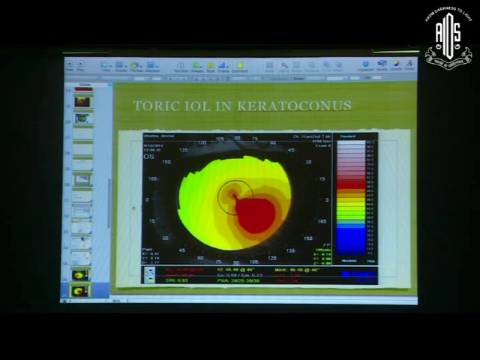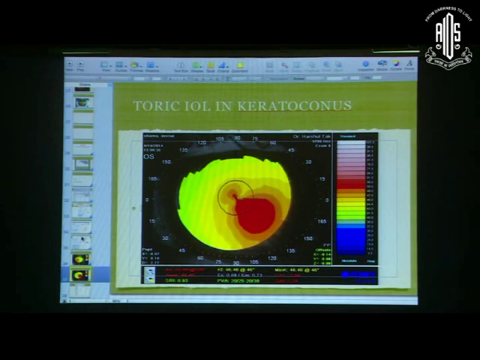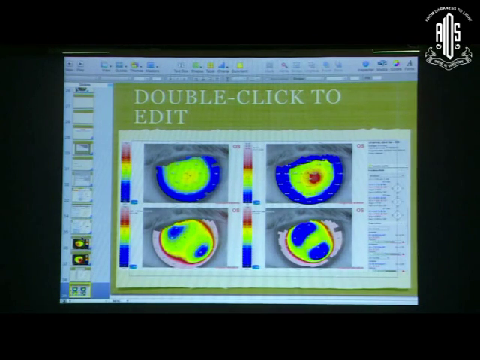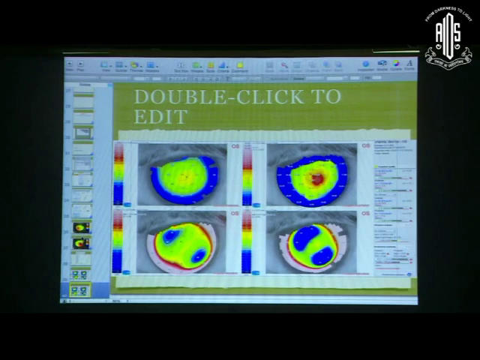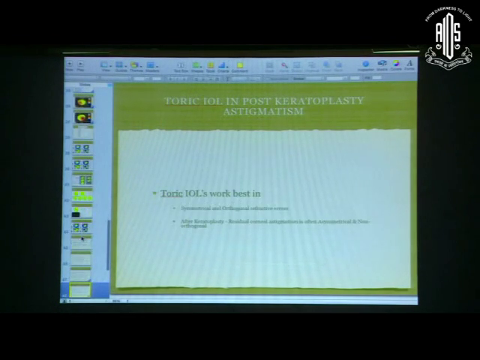And the other thing which Dr. Rajesh mentioned, that we can also use these toric IOLs in keratoconus cases which are stable, non-progressing, having cataract, and we can also use them in post-keratoplasty patients. So with this, I'll end my talk, and any questions from the house?